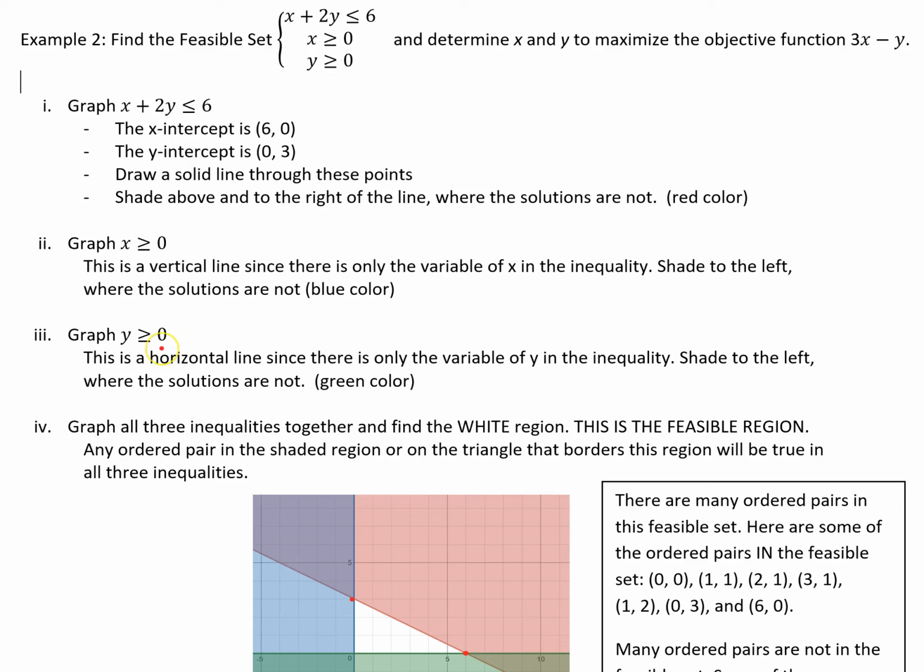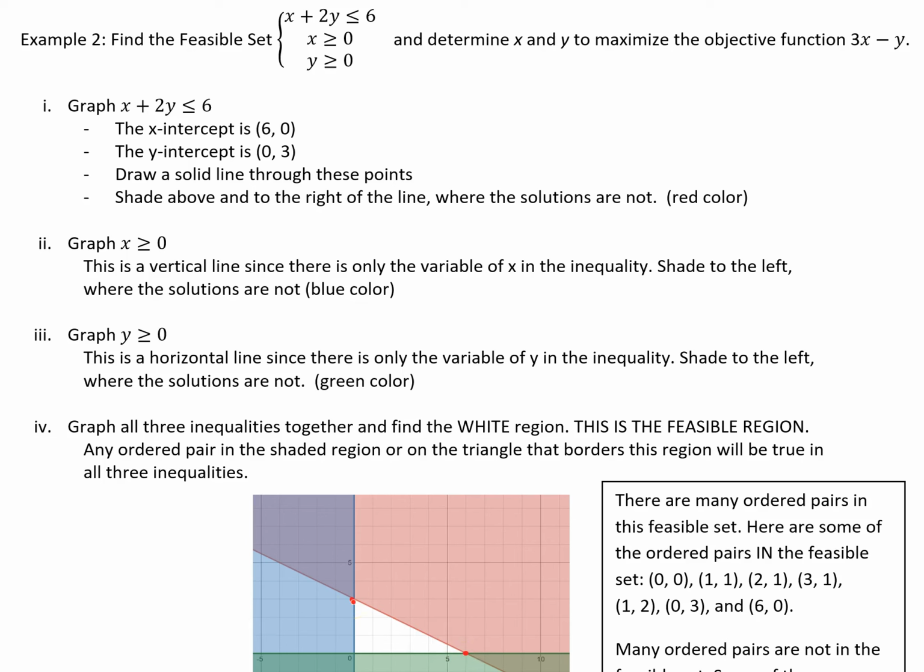And on the third one, we have y is greater than or equal to 0. This is a horizontal line because there's only the variable y. It's a horizontal line right on the x-axis because that's where y is actually equal to 0. And then I shaded below that line because I'm shading where the solutions aren't. That means the feasible region is right here in white. This is our feasible region, or also known as the feasible set.